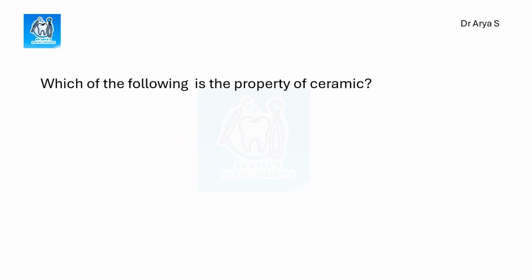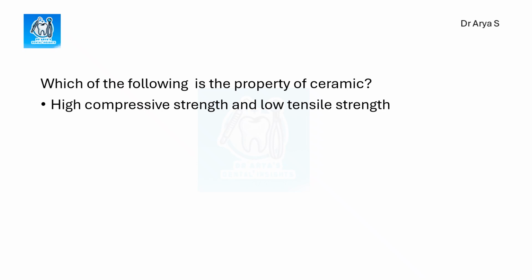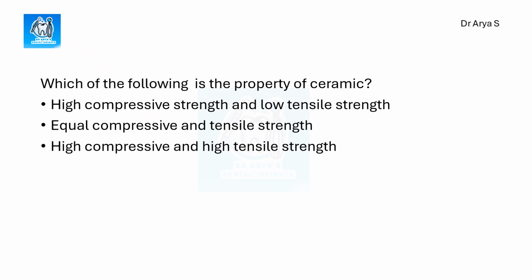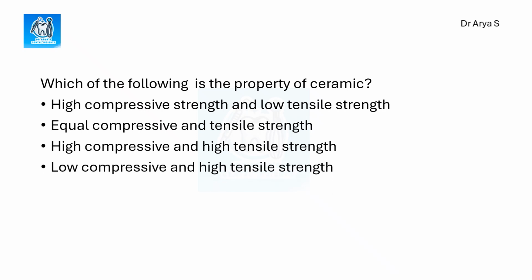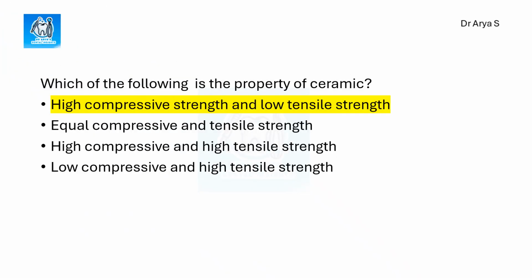What is the property of ceramic? Is it high compressive strength and low tensile strength, equal compressive and tensile strength, high compressive and high tensile strength, or low compressive and high tensile strength? So the property of ceramic is that compressive strength is high and tensile strength is low.